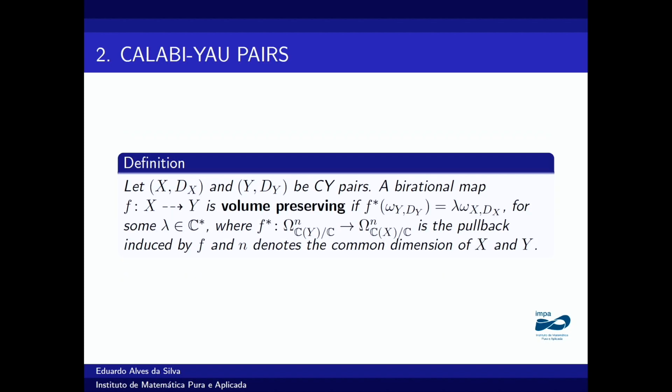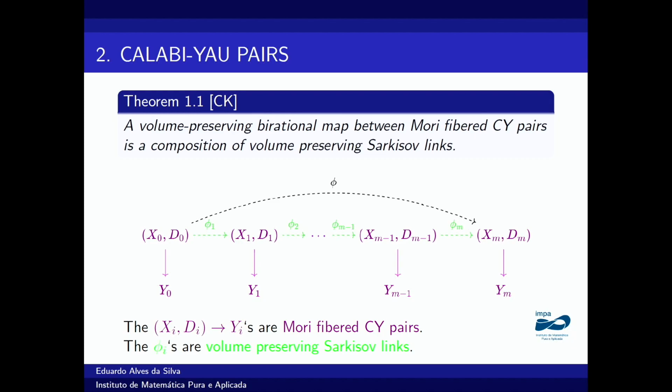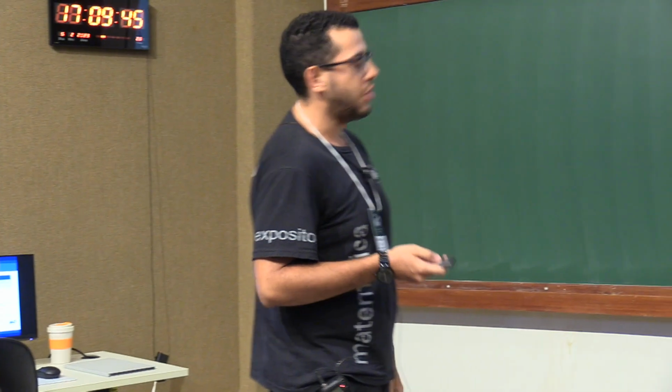For Calabi-Yau pairs, we have a notion of volume-preserving map, which merely says that if you have (X, DX) and (Y, DY) Calabi-Yau pairs, a birational map between them is volume-preserving if the pullback of the volume form associated to the divisor DY is a non-zero multiple of the volume form associated to the divisor DX, where this pullback is induced by the birational map. For volume-preserving maps, we have a sort of generalization of the Sarkisov program. This theorem asserts that for any birational map between Mori fibered Calabi-Yau pairs, this map is a composition of volume-preserving Sarkisov links. So it's a kind of Sarkisov program with this additional structure.